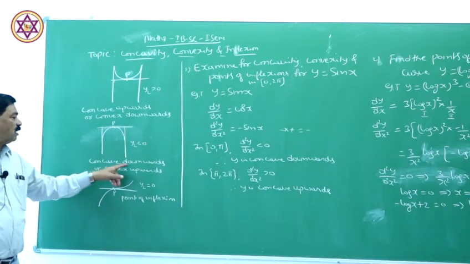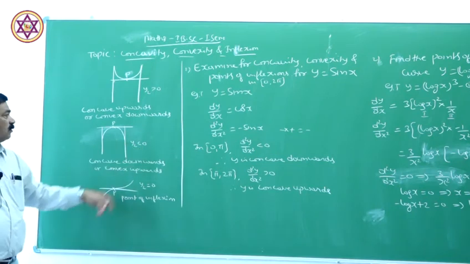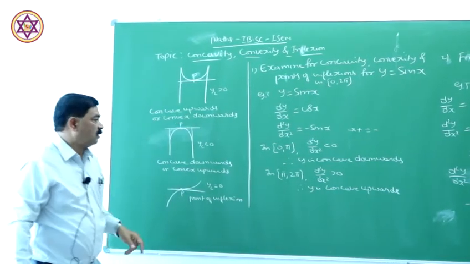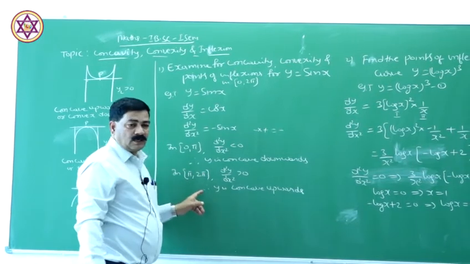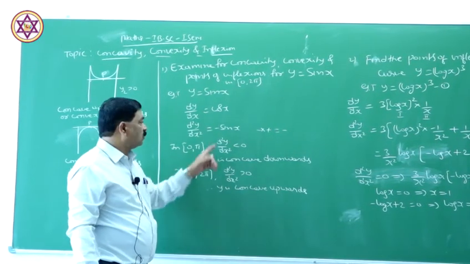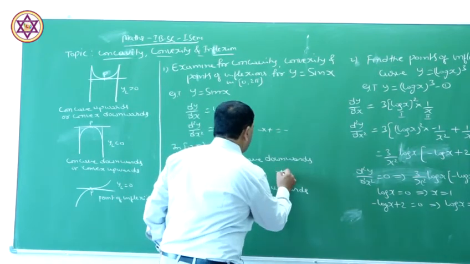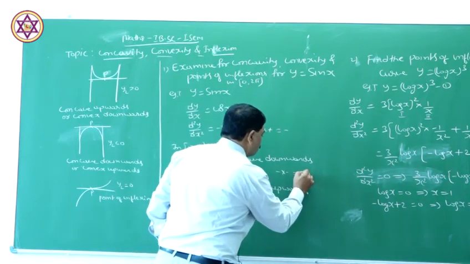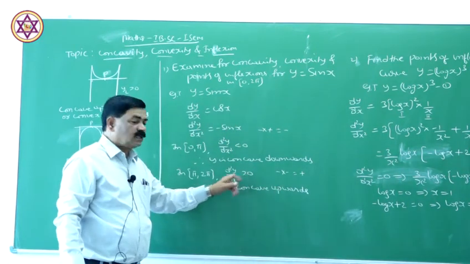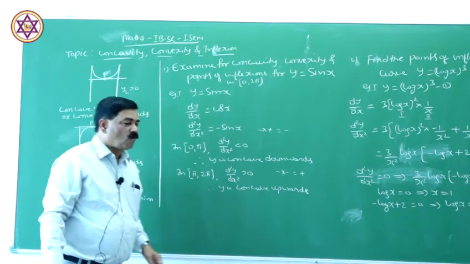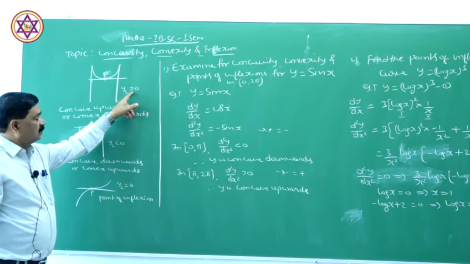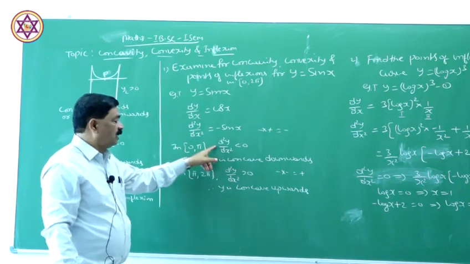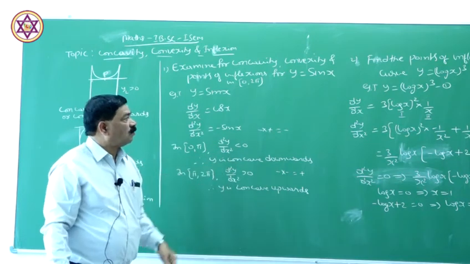The condition for concave downwards is second derivative less than 0, or negative. The condition for concave upwards is second derivative positive, or greater than 0. Next, in pi to 2 pi, that is between 180 and 360 degrees, the sin function is negative. Therefore, minus into minus gives plus. Therefore, d squared y by dx squared is greater than 0, so y is concave upwards, because if the second derivative is positive, y is concave upwards. If the second derivative is negative, we say concave downwards.